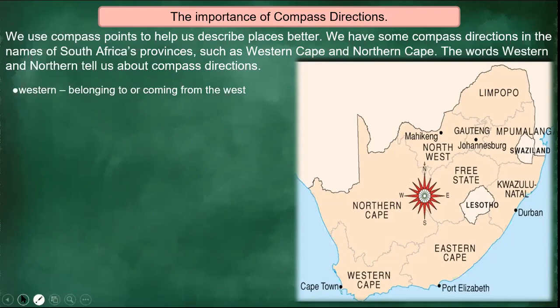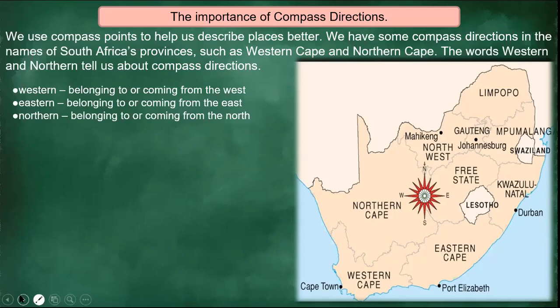Western means belonging to or coming from the west. When somebody says western, just know that the person means west. When we say eastern, it belongs to or comes from the east. When we say northern, it means it is coming from the north. And when we say southern, it means that it is coming from the south.